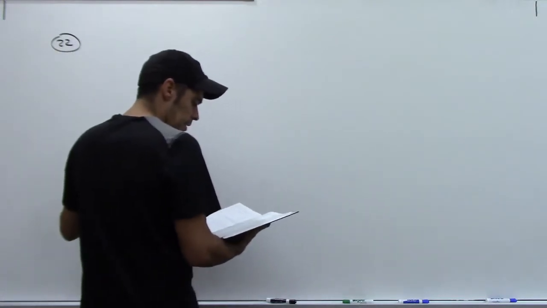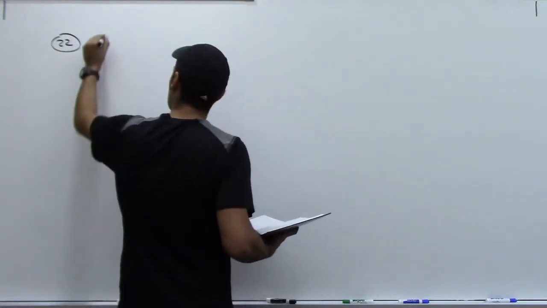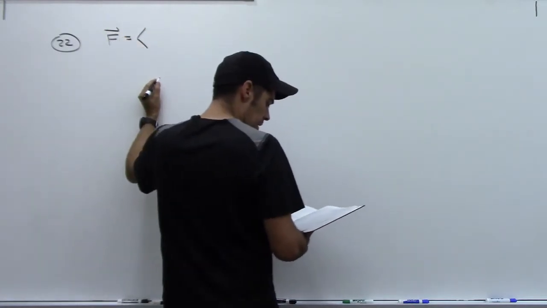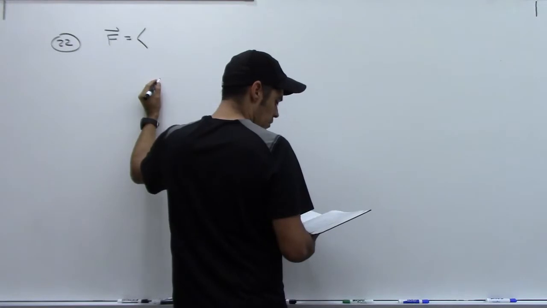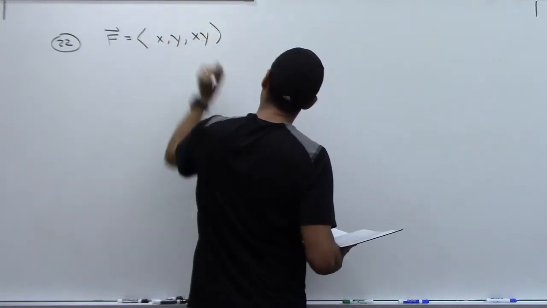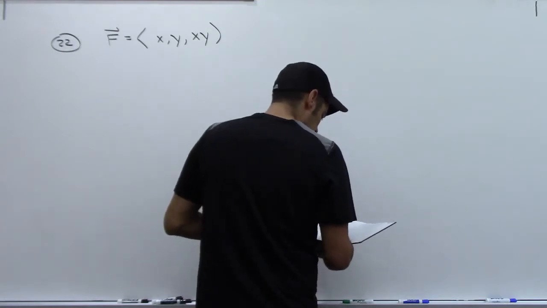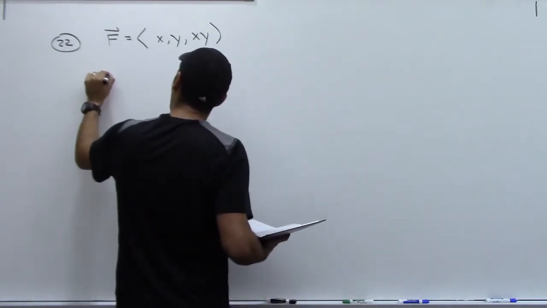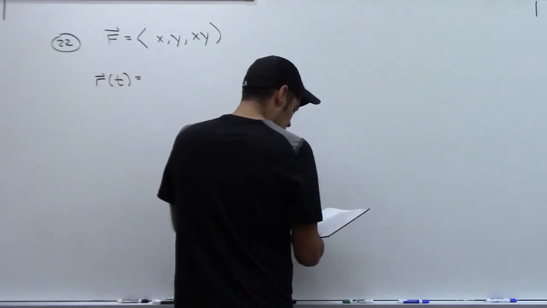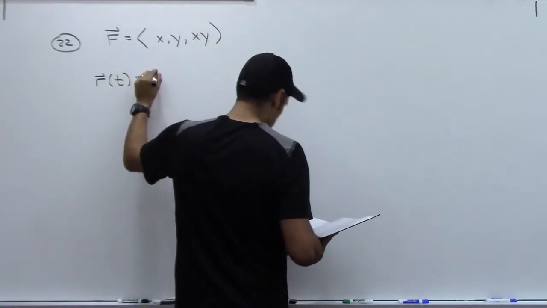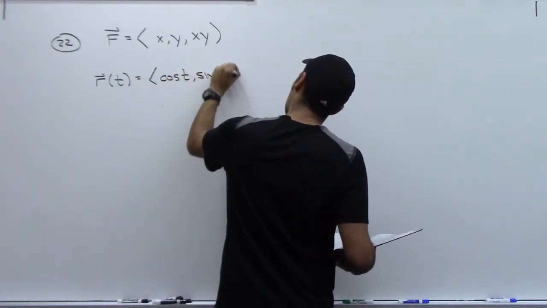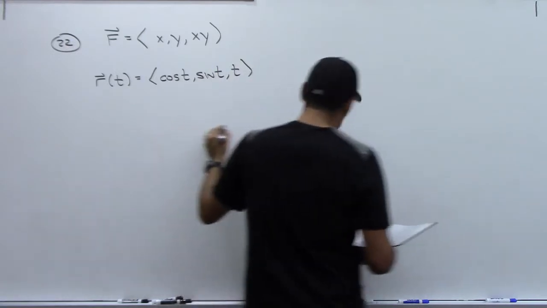Not yet. So they give us a vector field. This time the field has 3 components. It's x, y, and x times y. So x, y, and xy. And then they give us our curve. R of t is cosine t, sine t, t. And they give us that t is between 0 and pi.